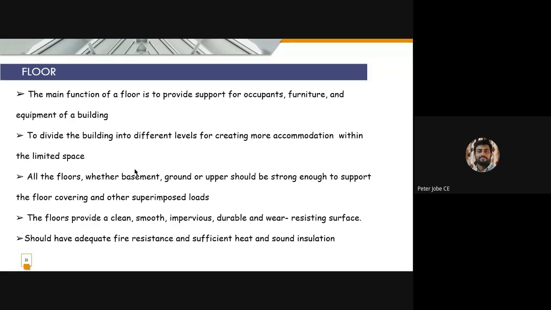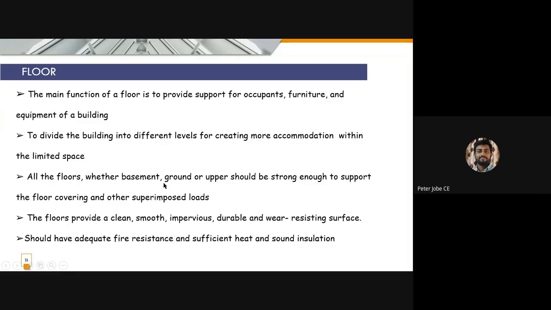The next function is to divide the building into different levels to accommodate more people. That means this type of construction is a vertical construction. As we all know, horizontal development will always require more land. But if we construct an apartment where we can accommodate a lot of families in a single space, we can avoid the wastage of land. So with floors, we are dividing each level. The floor is the thing which divides each level.